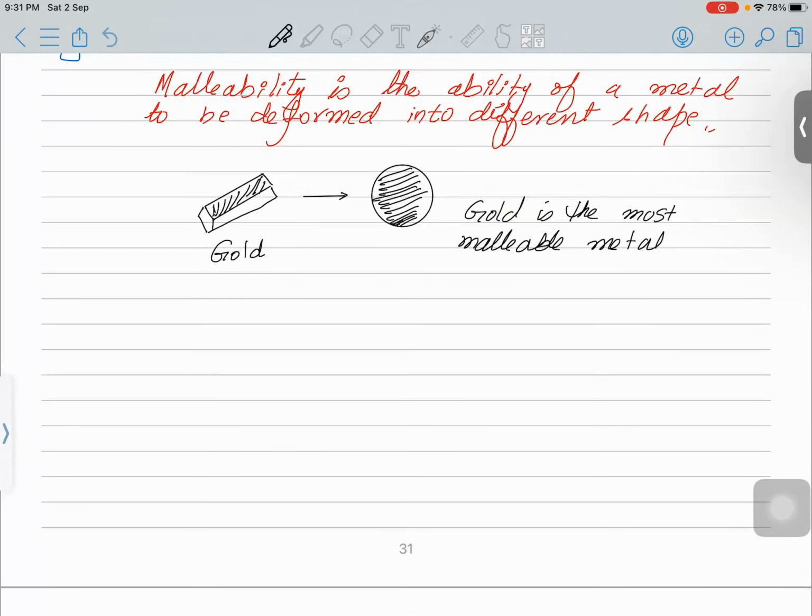And what is ductile? It's the ability to be deformed without losing toughness, like copper wires. Now, can you tell me the opposite of malleability? Opposite of malleability is brittle. Brittle means which easily breaks into different pieces.